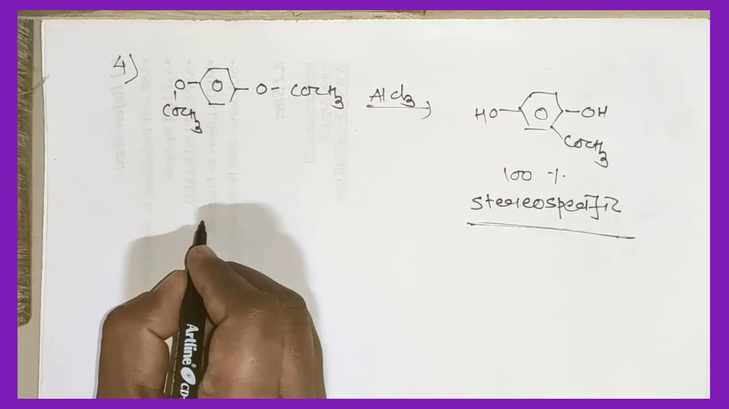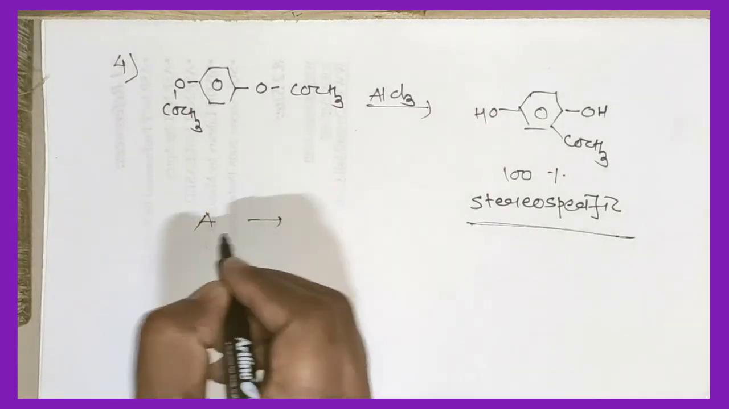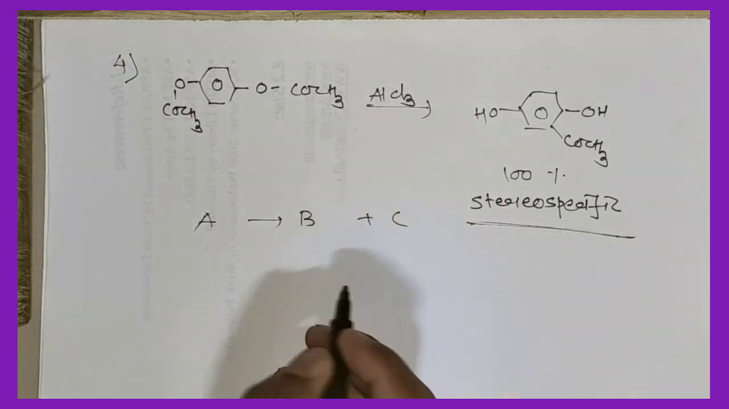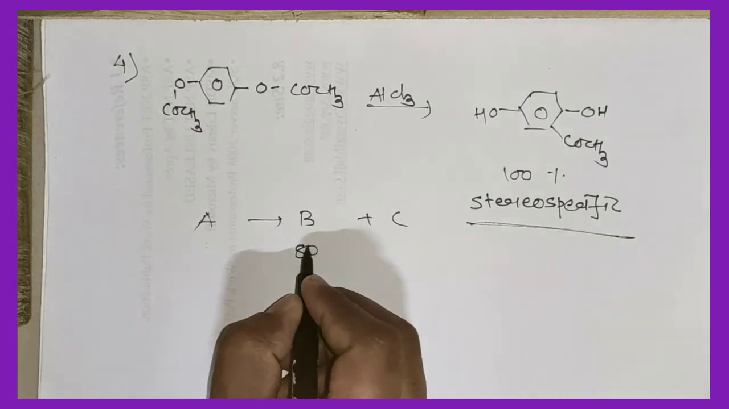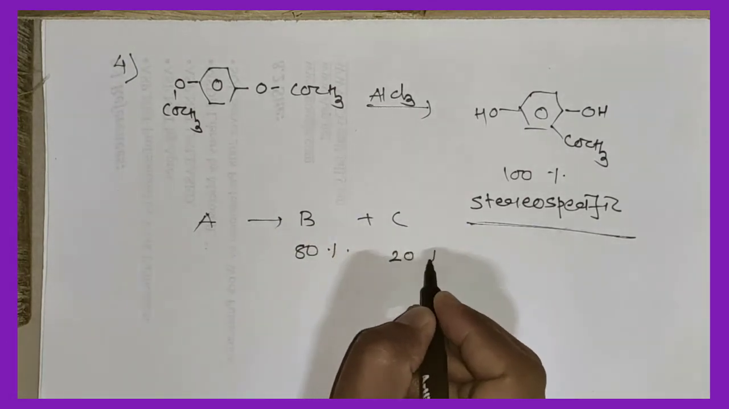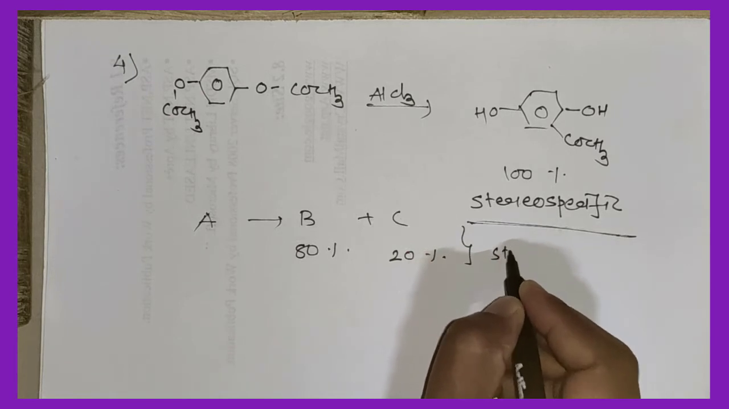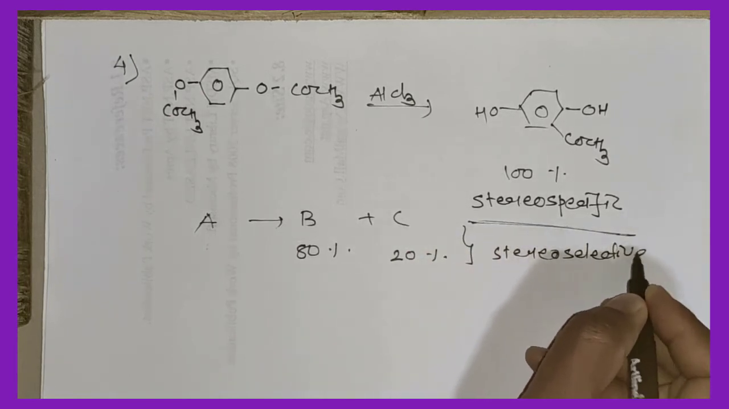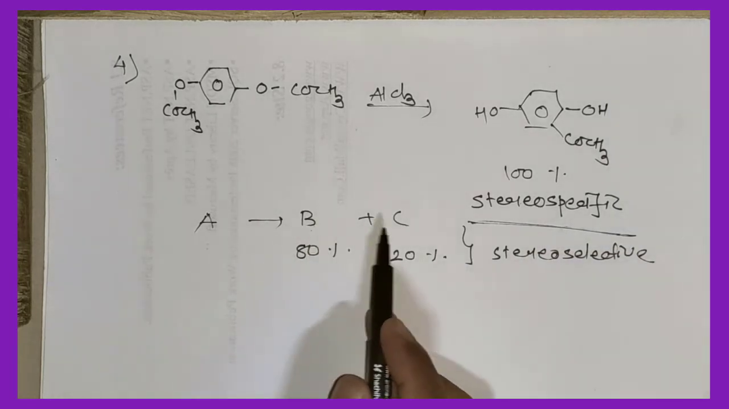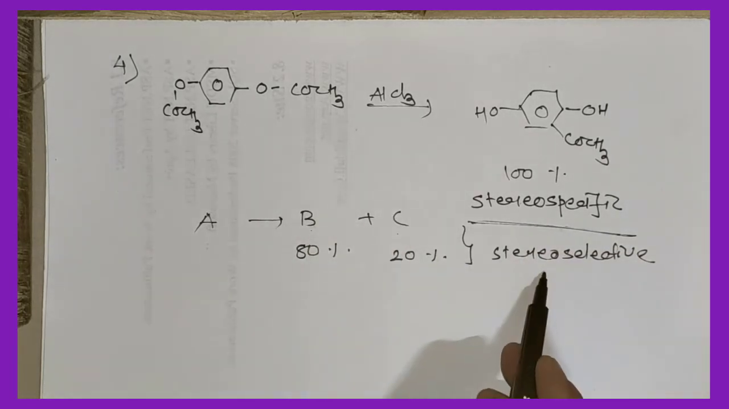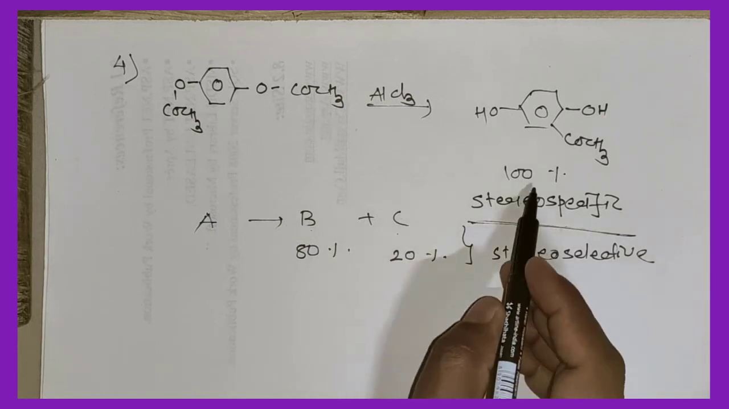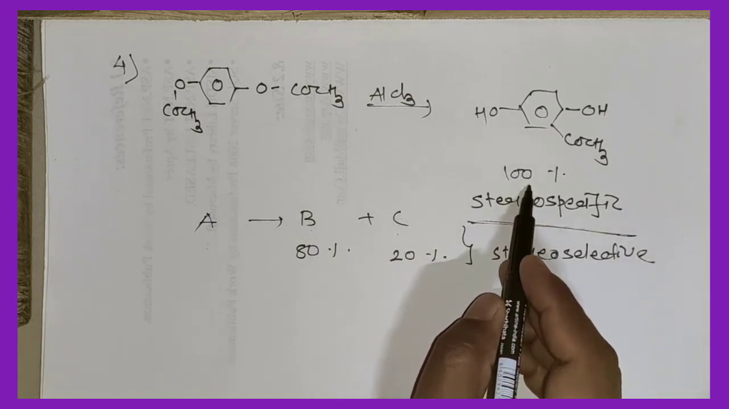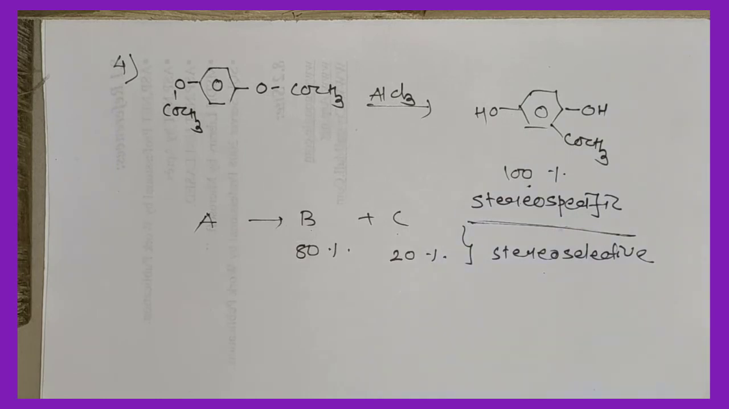For example, A reacts with something and gives B plus C. Suppose B is 80% and C is 20%, so we can say that this is a stereoselective reaction, right? So here you have selection, either B or C, so we can say that it is a stereoselective reaction. But if any product is 100% formed, then we can say that it is a stereospecific reaction. Clear? So that's it for the Fries rearrangement. Thank you.